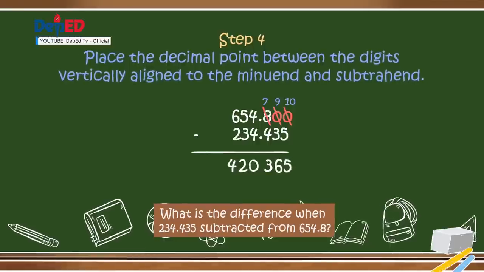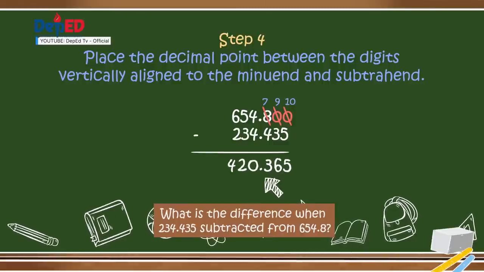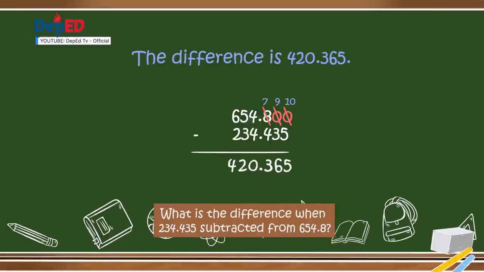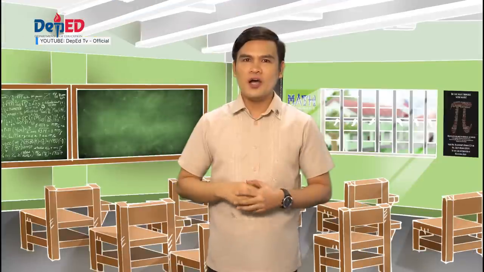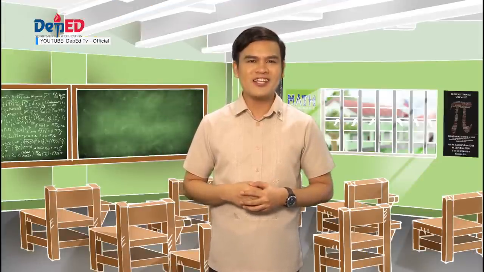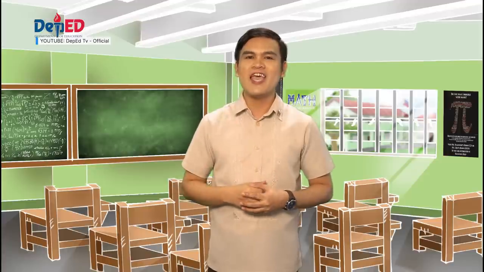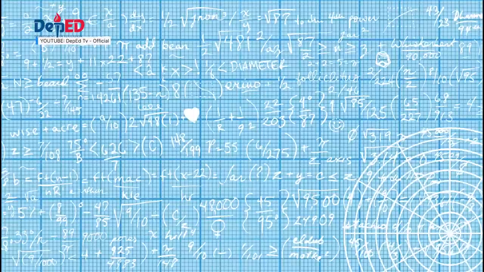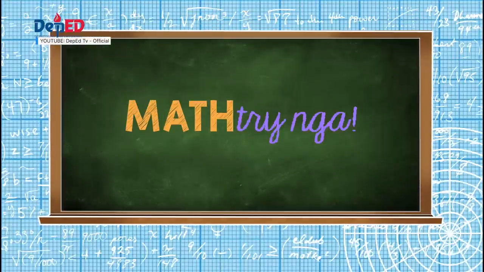Step 4. Place the decimal point between the digits vertically aligned to the minuend and subtrahend. So, the difference is 420 and 365 thousandths. Now, let's try some more. We will see if you can answer our next task. Join with me and say, Matrayinga!